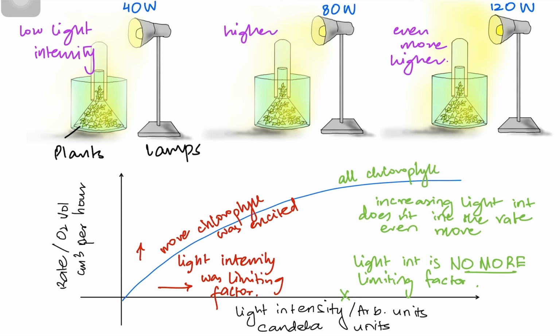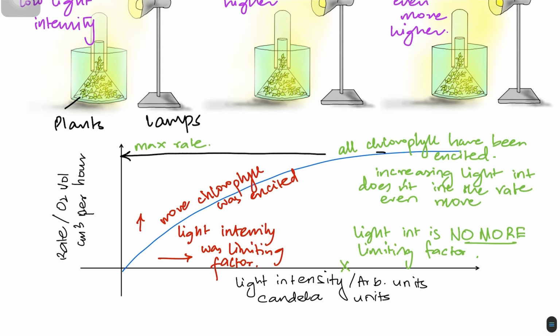You can't control the rate by light anymore because all the chlorophyll have been illuminated, they all have been excited. So there has to be some other factor. What other factor could be there? We'll talk about it. The maximum rate, the maximum speed of photosynthesis has been achieved. Now, even if you increase more light intensity, it doesn't make a difference.